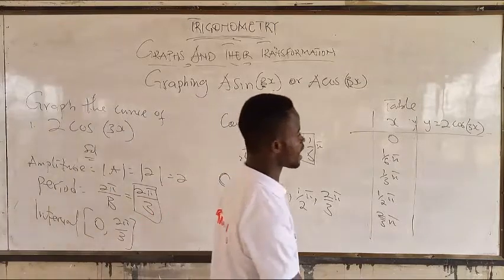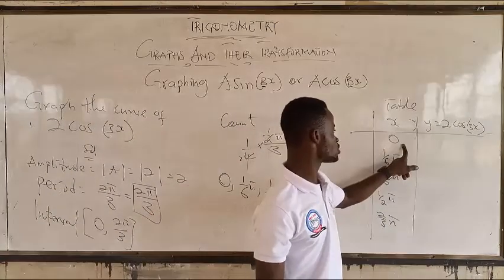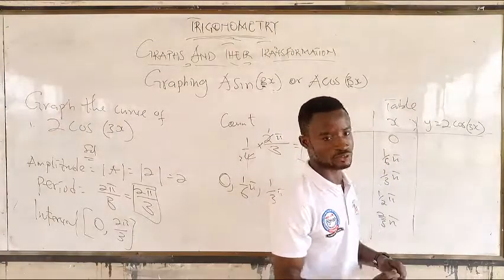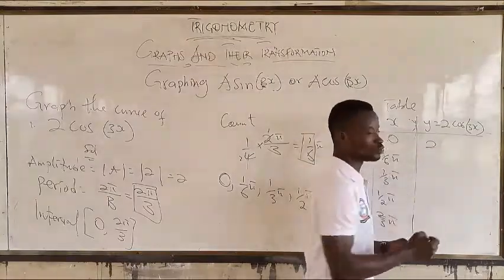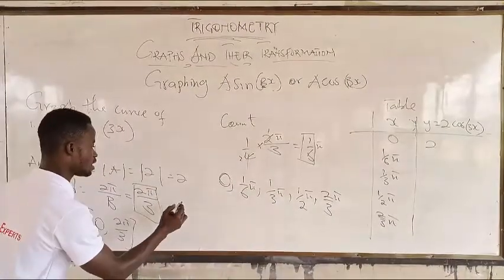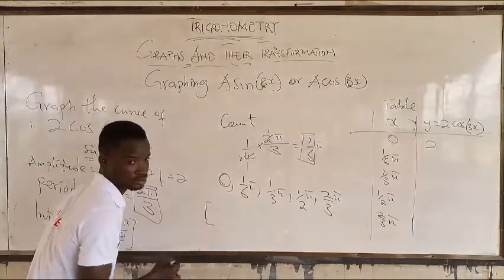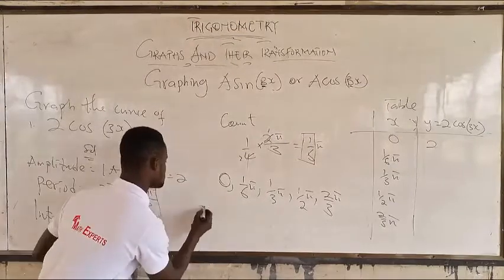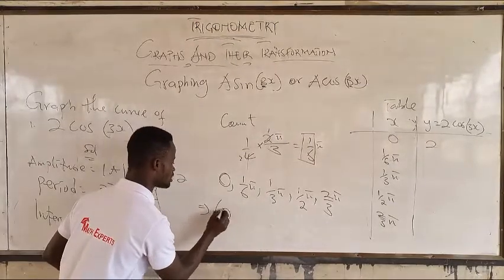Now take your calculator, wherever you see S, put 0 here. For you to get the value here, put 0 here. And that is going to give you 2. Very good. So our first point is 0, 2.